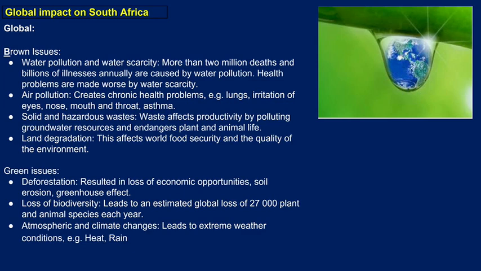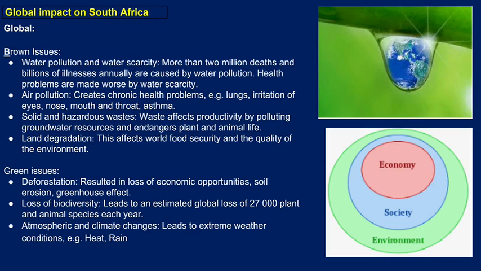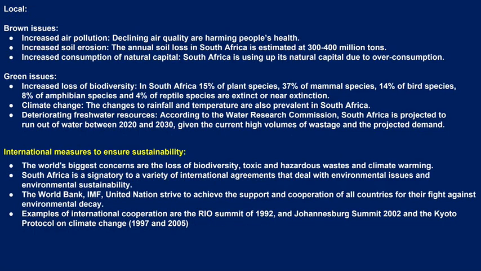Green issues. Deforestation results in loss of economic opportunities, soil erosion, the greenhouse effect, and loss of biodiversity, which leads to an estimated global loss of 20,000 plant and animal species every year. Atmospheric and climate changes lead to extreme weather conditions, for example, heat and rain. And so we said we're going to look at the global as well as the local impact.